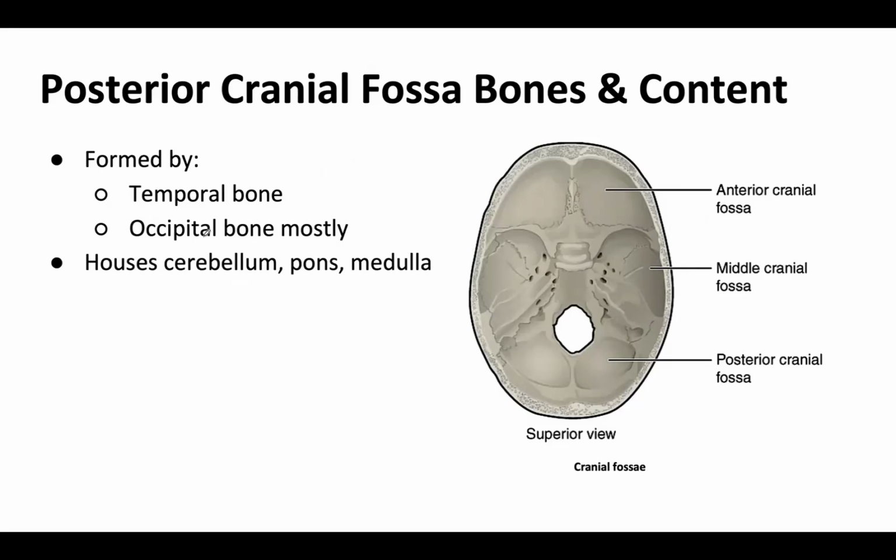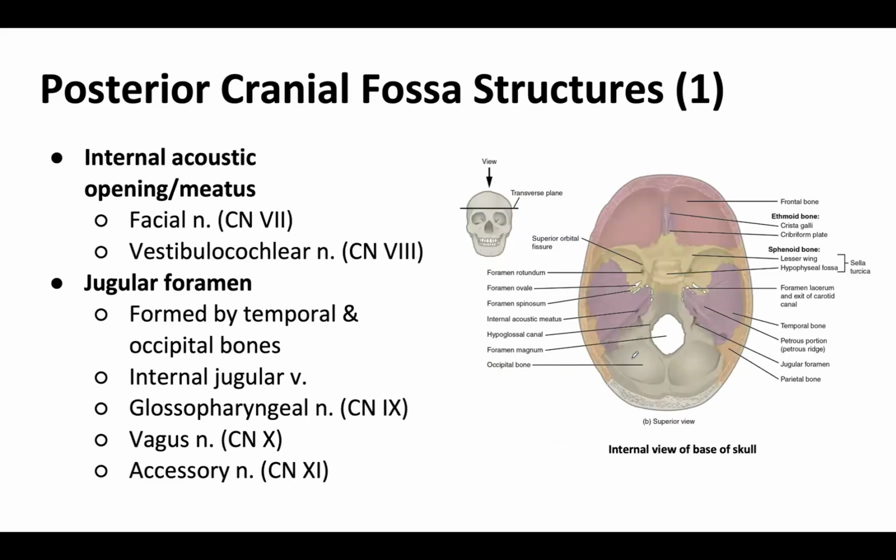Lastly, we have the posterior cranial fossa, which is going to extend from the apex of the petrous part back to the occipital bone region. And this is the deepest fossa because it cradles so much, including the cerebellum and portions of the brainstem, so the pons and the medulla oblongata. It's a pretty complicated region too, with lots of foramina.